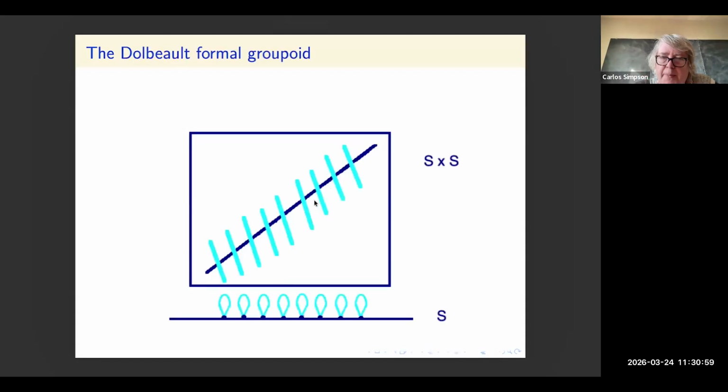So in this picture upstairs, it's hard to draw the picture, but this is supposed to be a picture where the blue things upstairs are lying over the diagonal. So it's a vertical thing. It's kind of sticking out of the page, you might say. So the morphism object now lies over the diagonal in S cross X. There's no morphisms between nearby points. There's only endomorphisms of points.